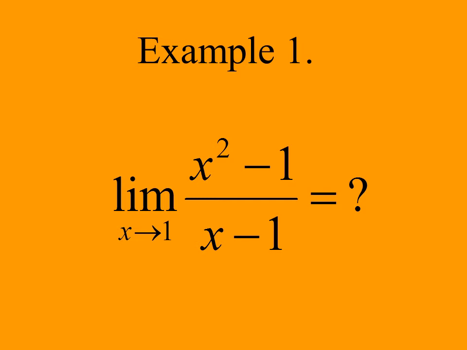Consider the limit as x approaches 1 of x squared minus 1 divided by x minus 1. Notice that this is a limit of a rational function. We cannot initially evaluate the limit by substituting in x equals 1, since this would lead to division by 0. We must apply the F.C.S. method.